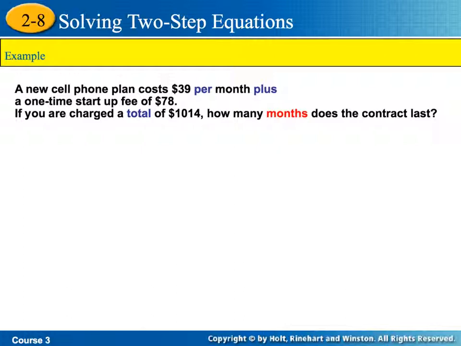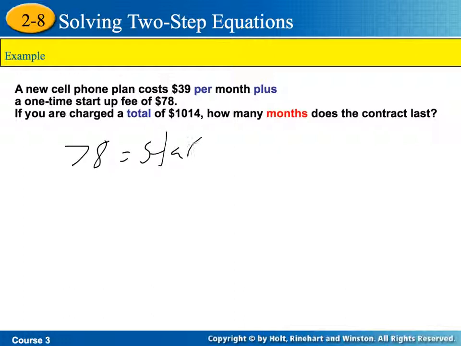So the question is, if I look at this problem, if I started this phone plan, the next day I don't like it and I cancel it, do I have to pay that per month? Technically, probably, but we went 0 months. If I just started up and then canceled it right away, I had that startup fee of $78. $78 is not going to change. It's a startup fee. You only pay for it once, okay? That one-time startup fee. We don't pay it anymore, okay?